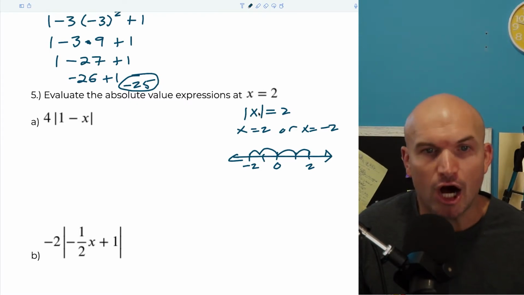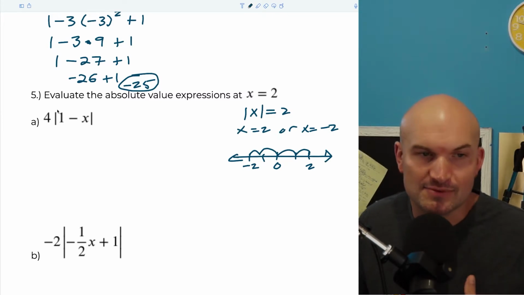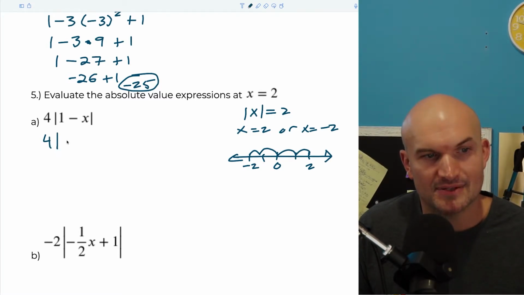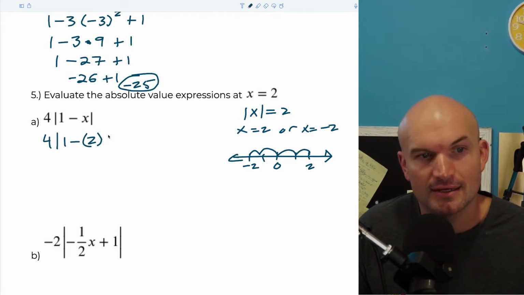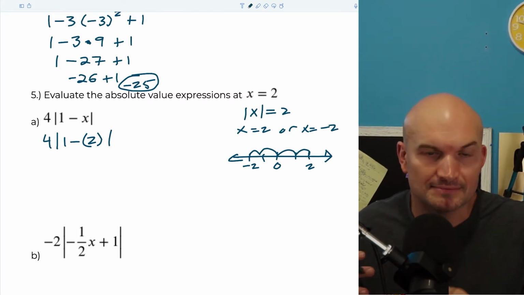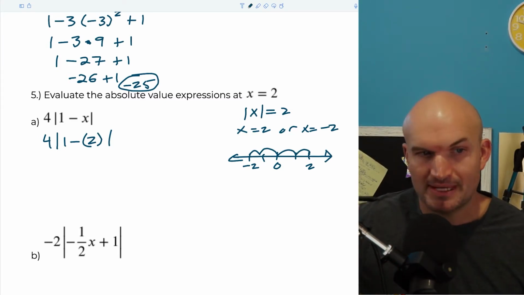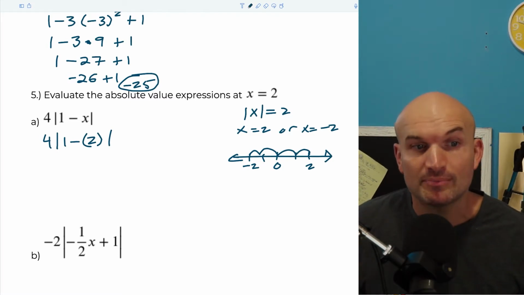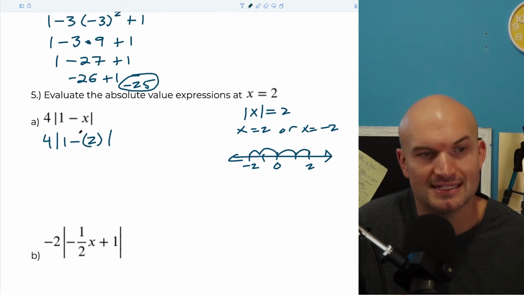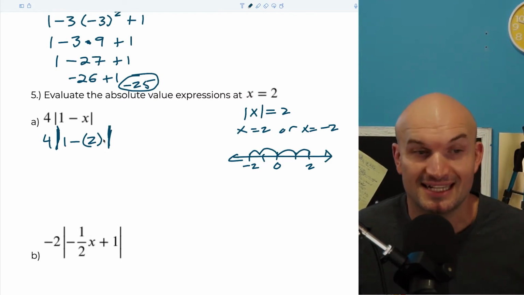Now, when we're evaluating, all we're simply going to do is whenever we see an x, we're going to replace that with a 2. That's what evaluate for that expression at x equals 2 represents. So what I'll do here is I have a 4, absolute value of 1 minus parentheses 2, and then end absolute value. Whenever I'm evaluating, whatever I'm plugging in, I always like to put parentheses around it. That triggers me to remember what I'm actually replacing. Like I replaced the 2 for the x, so that reminds me of that. Also, a lot of times absolute values can sometimes be confused with a 1, so always make sure they're nicely distinguished here.